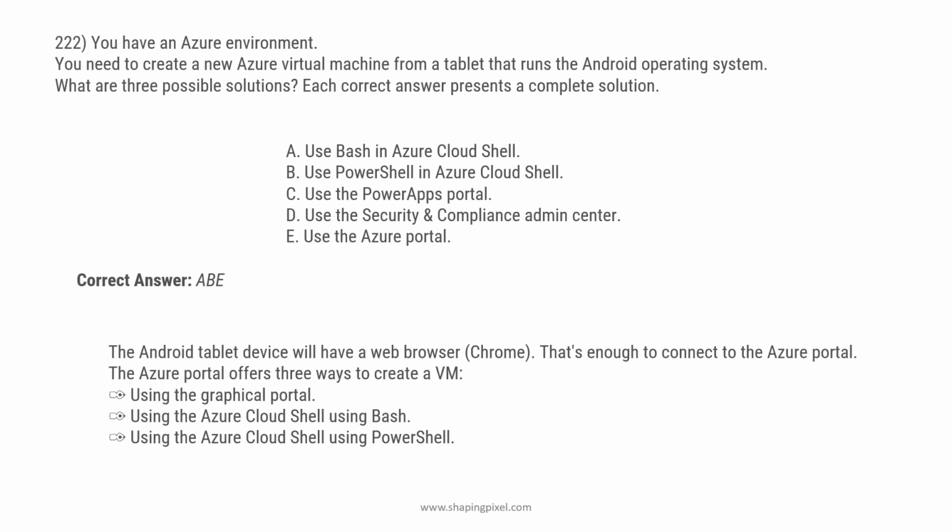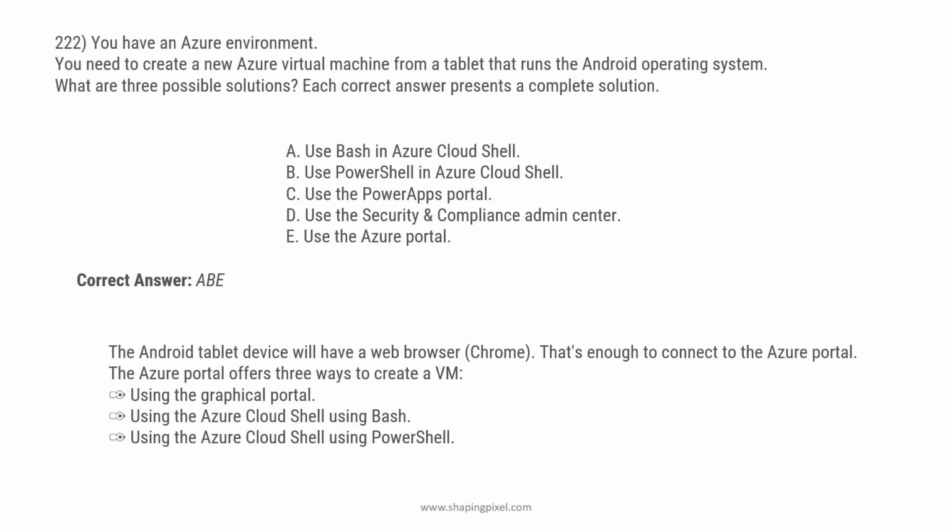So the Android tablet device will have a web browser, Chrome, that's enough to connect to the Azure portal. The Azure portal offers three ways to create a VM: using the graphical portal, or using the Azure Cloud Shell using Bash, or using the Azure Cloud Shell using PowerShell.